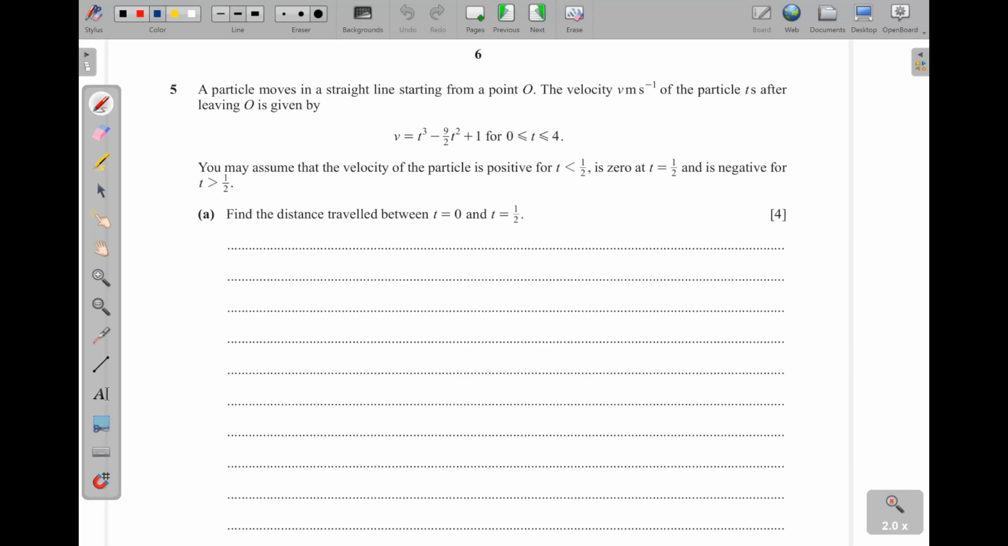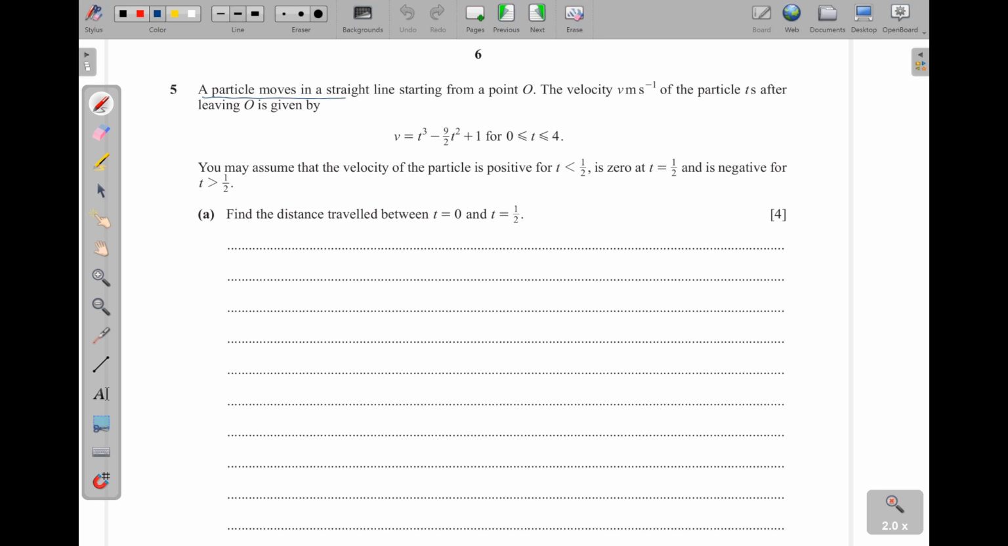Question 5 is coming from also kinematics, but here we are using variable acceleration. So here we don't use the other three equations of motion: v is equal to u plus at, s is equal to ut plus a half at squared, and v squared is equal to u squared plus 2as. Here we use the expressions given. We tackle this using differentiation and integration.